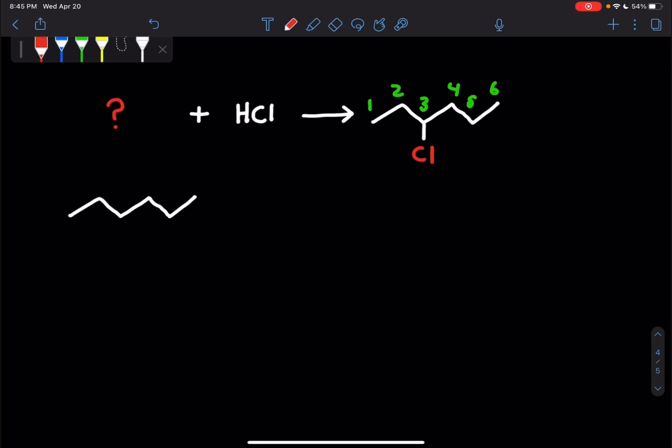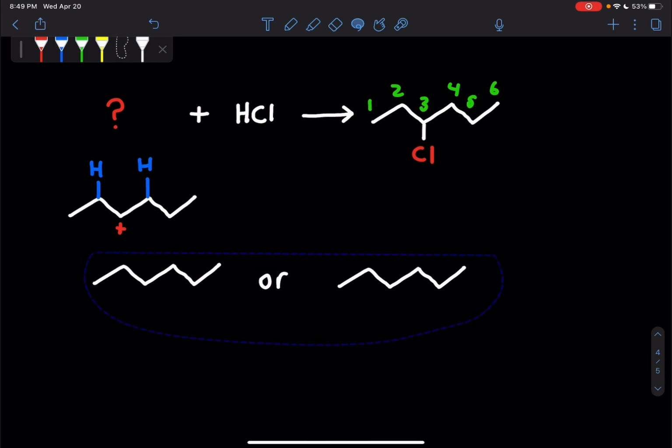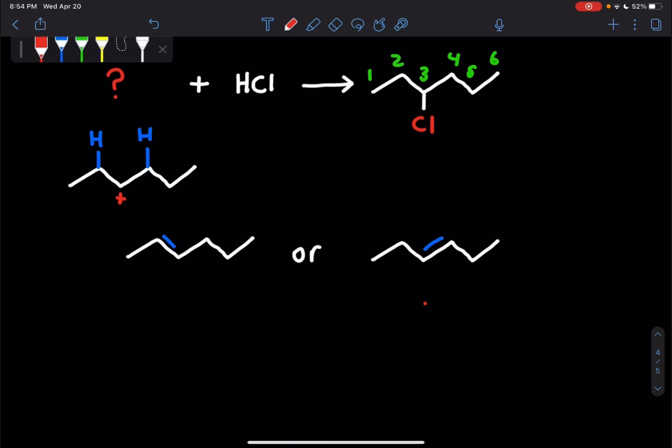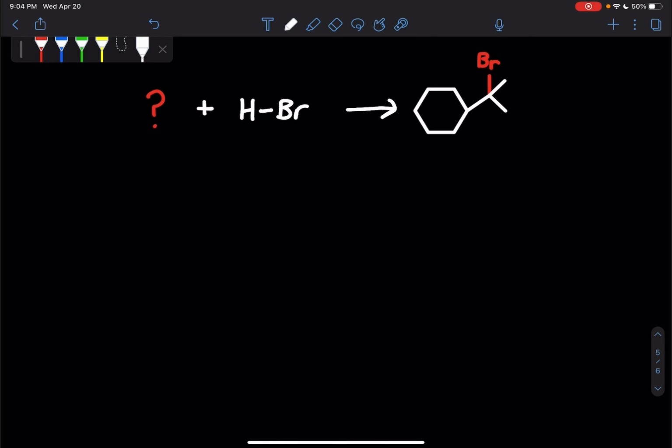In reverse order, to have the chlorine attached to the third carbon, we had to have a positive charge. To get a positive charge on the third carbon, we had to have a hydrogen placed on that carbon or on this carbon, which means we can either have 2-hexene or 3-hexene. Which one is correct? It turns out that 3-hexene is the correct one because we can attach our chlorine to either carbon and we'd still get 3-chlorohexane. If we chose 2-hexene, we'd also get 3-chlorohexane, but we also get a mixture of products of 2-chlorohexane.